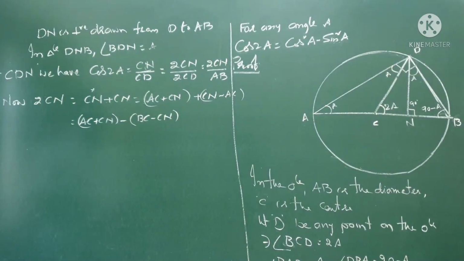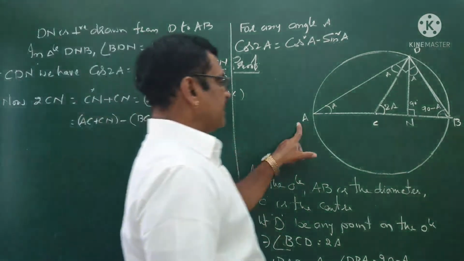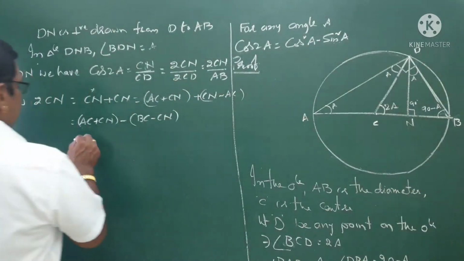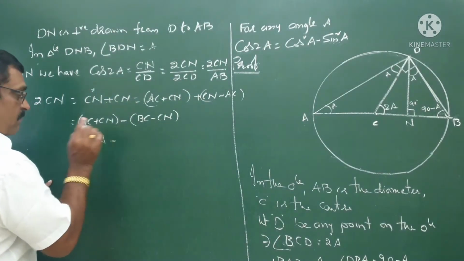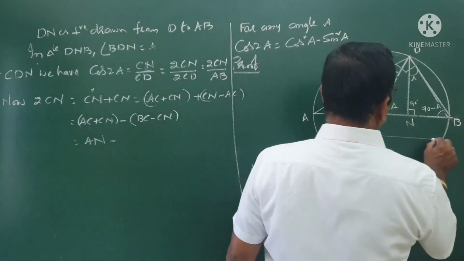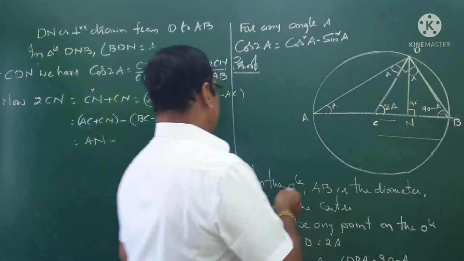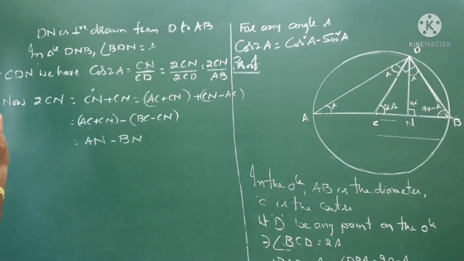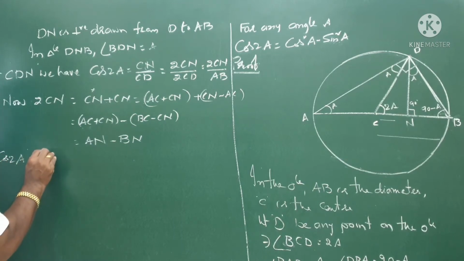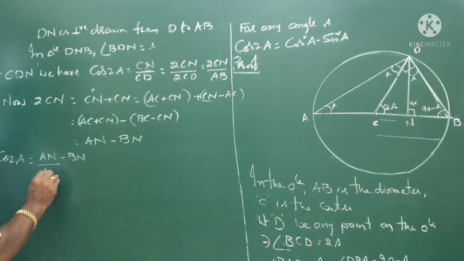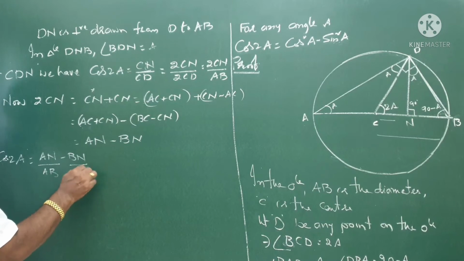Now, if you observe carefully, AC plus CN is nothing but AN. So I write here AN minus BC minus CN, which is equal to BN. I go back here to BN. This is my construction. So finally, I have cos 2A is equal to AN minus BN by AB.